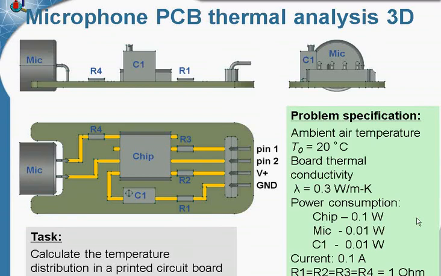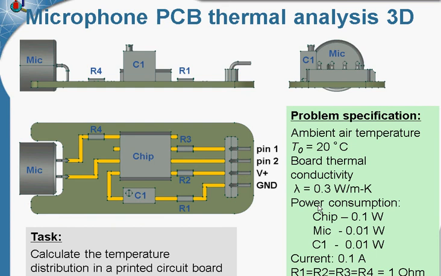Microphone printed circuit board thermal analysis. The printed circuit board is made of dielectric medium. There are some copper tracks and some elements soldered to the board. The currents and the power consumption are known values, so there is no need to run electric analysis. Our task is to calculate the temperature distribution.